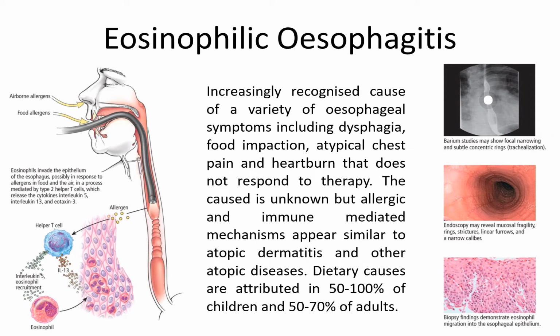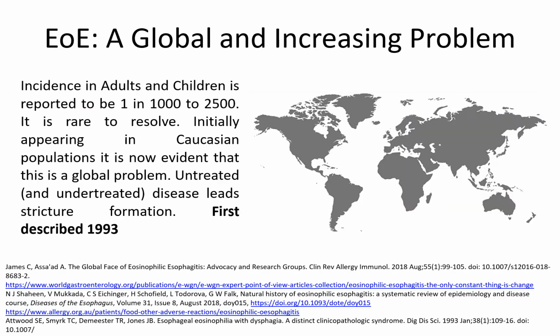As we know, eosinophilic esophagitis is an increasingly recognised cause of obstruction or dysphagia, difficulty swallowing, and heartburn that occurs in both children and adults. The more we look for it, the more we see it. Diet and reactions to foods seem to play a role in both children and adults.